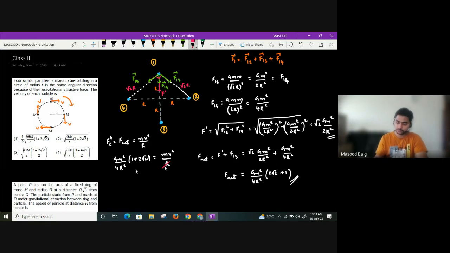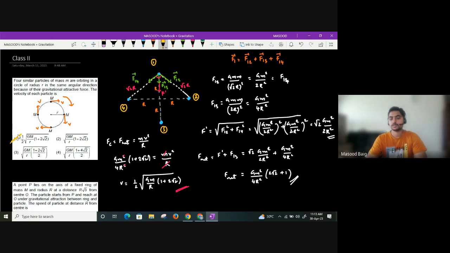I've just taken a few things reversed again. m and square will also get cancelled out. So if I take the square root on both sides, I'll get v as 1 by 2 root over GM by R into 1 plus 2 root 2. This will be the speed of any mass, guys, which are performing circular motion again.